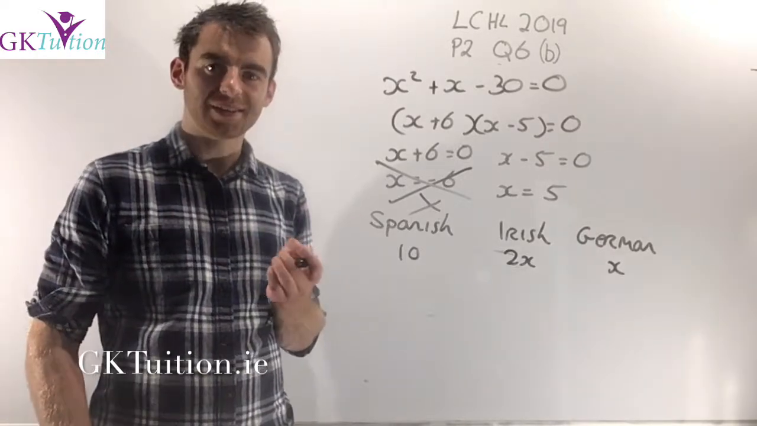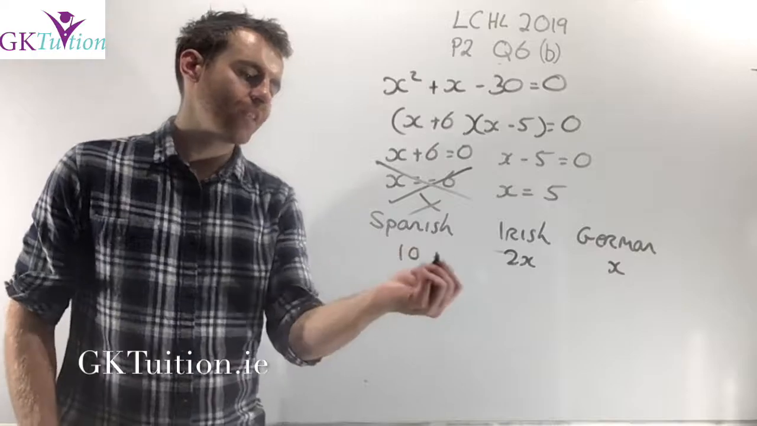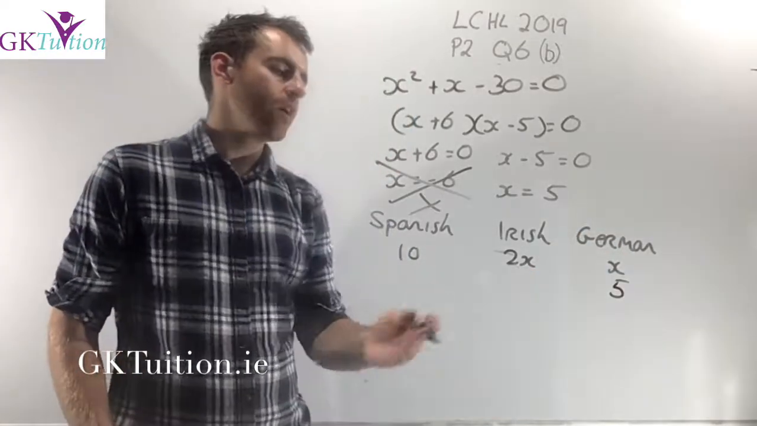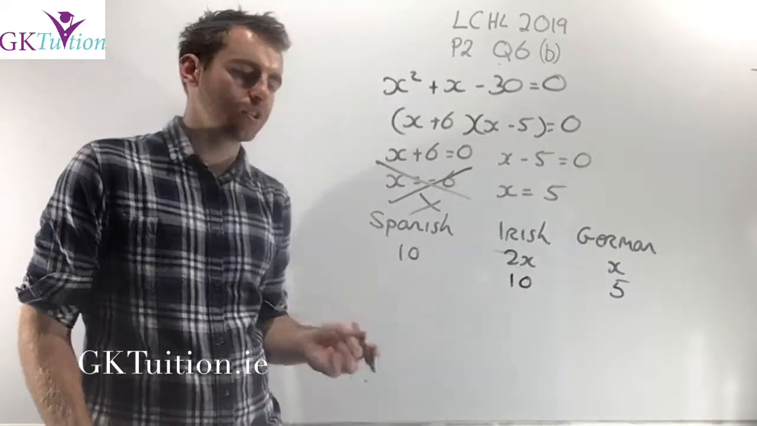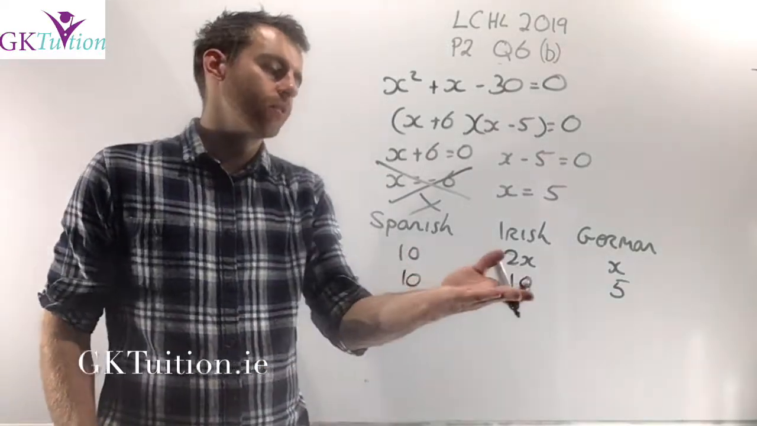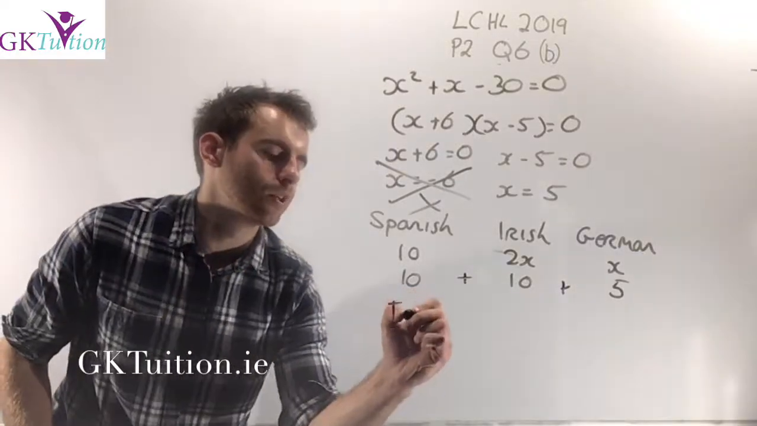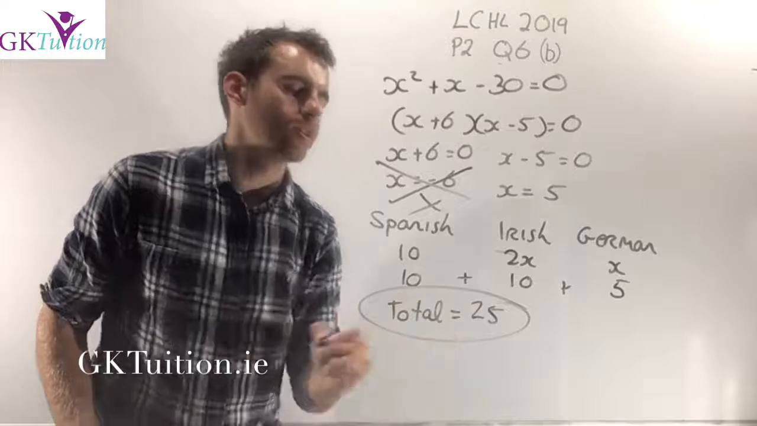Now that we know our x, remember the question was to work out the total number of children. There was 10 Spanish children, there was x German, which is actually 5, there was 2x Irish, 2 times 5, that means there's 10 Irish children, and there's 10 Spanish children. So if we add it together, 10 plus 10 plus 5, happy days, obviously the total number of children is 25 children. So the final answer to that question is 25.